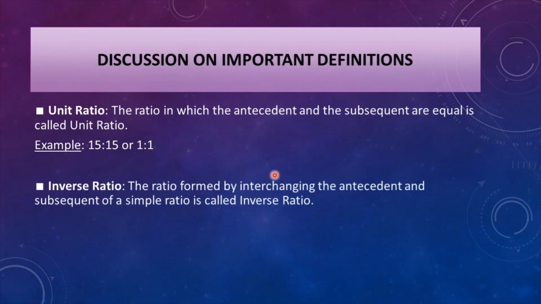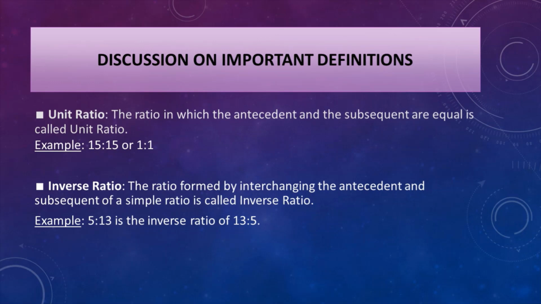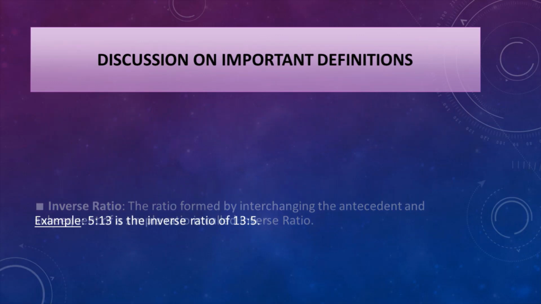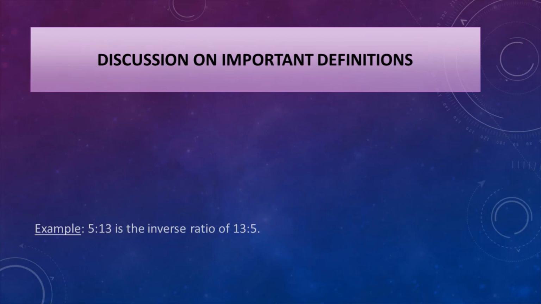Now, inverse ratio. Interchanging the antecedent and the subsequent of a simple ratio gives the inverse ratio. Let us see an example. 5 is to 13 is the inverse ratio of 13 is to 5, my dear students. So this is the unit ratio and this one is the example, and this one is the inverse ratio and this is the example.